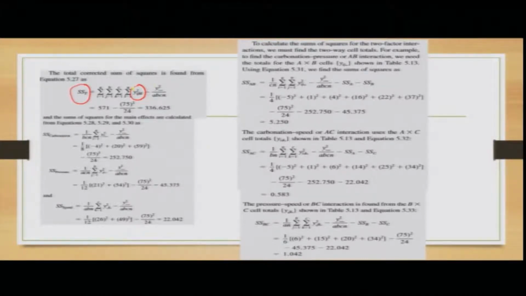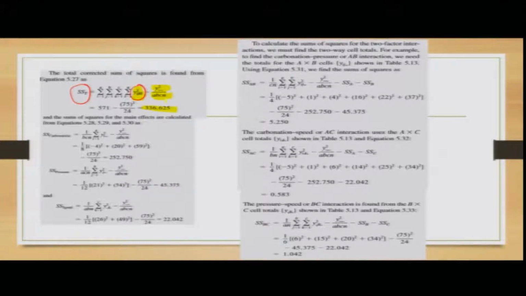So, this was one element, y square i j k l, and y square 4 dots, corresponding to i, corresponding to j, corresponding to k, corresponding to l, divided by, obviously, the total set of observations, which would be, as I said, a, b, c into n. Based on that, I find out the sum of squares of total is 336.625.